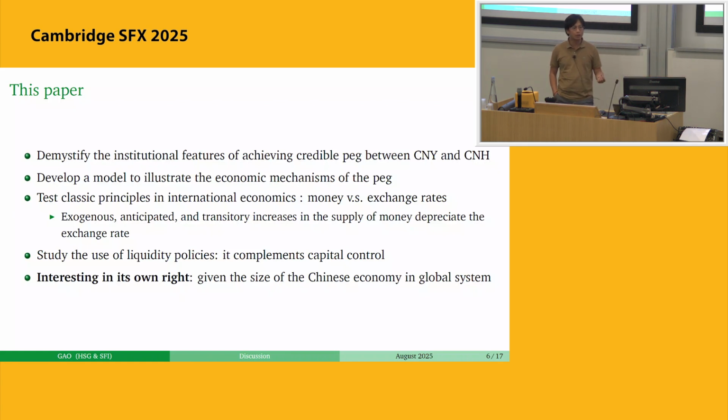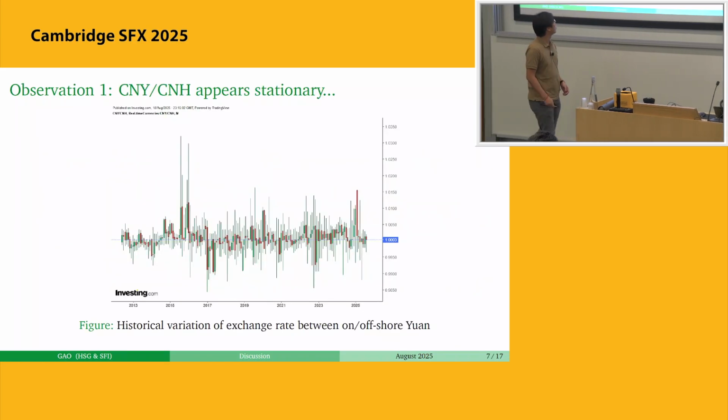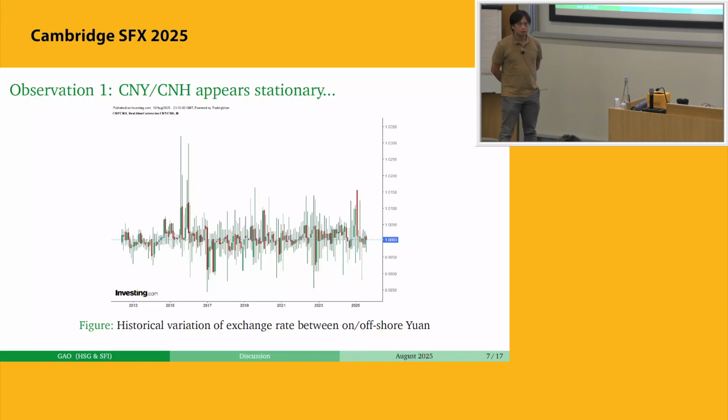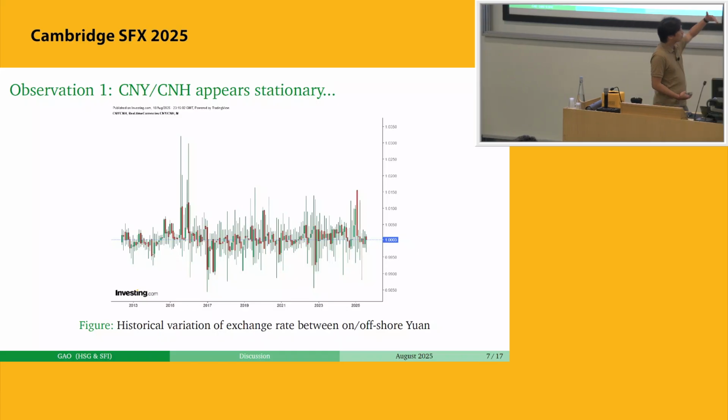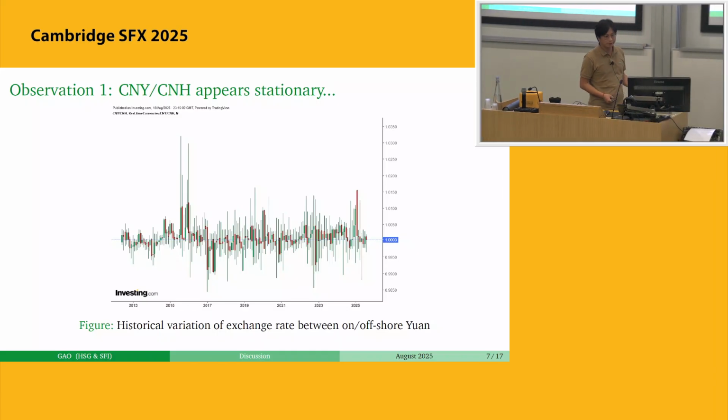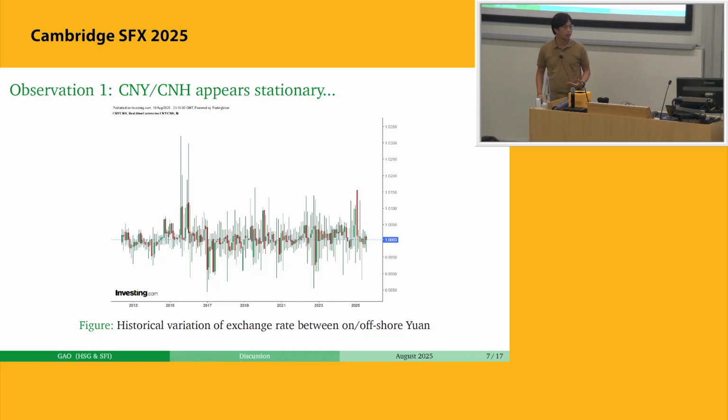The paper is very interesting in its own right, because given the size of the Chinese economy in the global system, there are many things I am not aware of. I myself am a Chinese offshore, so there are many details I just learned by reading this paper. So I have three comments or thoughts. I hope I have enough time to talk about all of them, and two are based on a very quick observation of this chart. This is a time series plot of the onshore and offshore exchange rate history, and you can see that it appears to be stationary, fluctuating around 1.